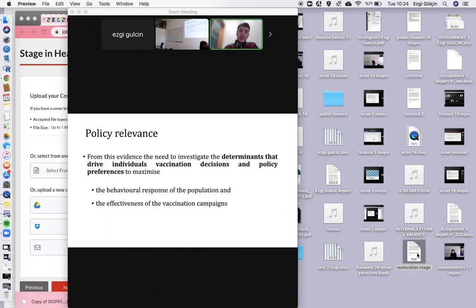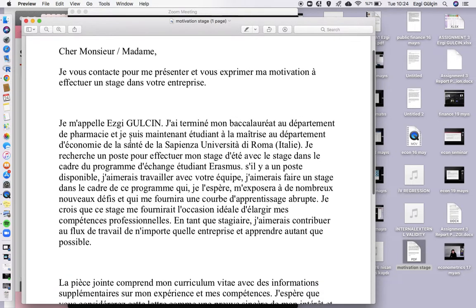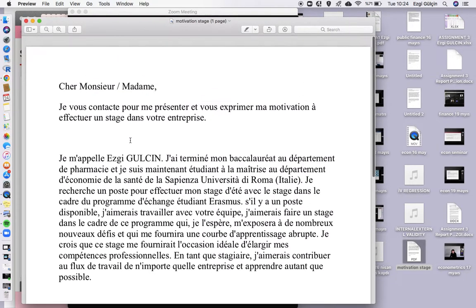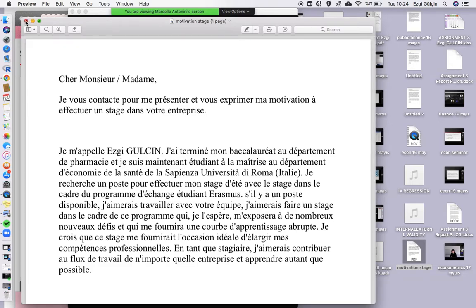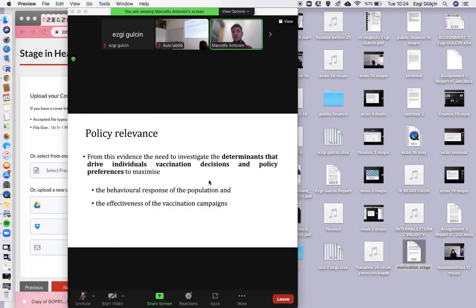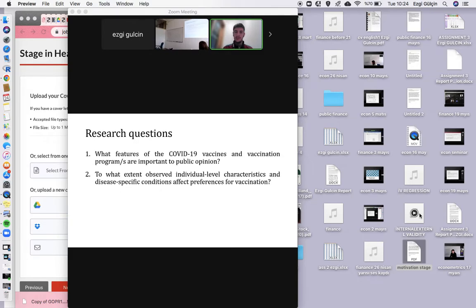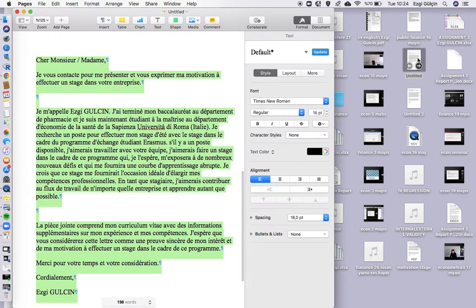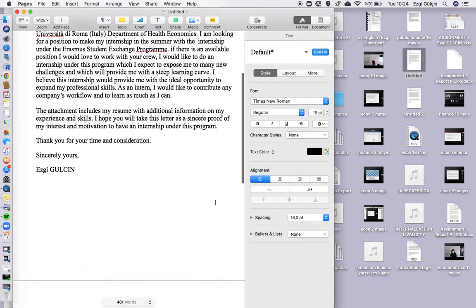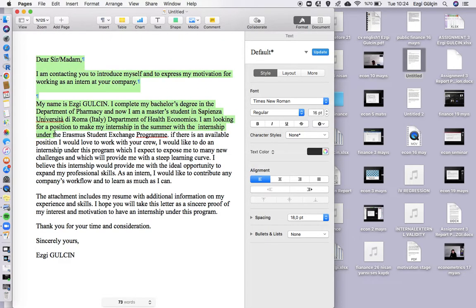Anyway, so from this evidence, there was the need to investigate the determinants that drive individual vaccination decisions and policy preferences to maximize mainly two main dimensions. First of all, the behavioral responses of the population, and secondly, the effectiveness of the vaccination campaigns. So then we came up with two main research questions. The first one is what features of the COVID-19 vaccines and vaccination programs are important to public opinion. The second question is, to what extent do observed individual-level characteristics and disease-specific conditions affect preferences for vaccination?